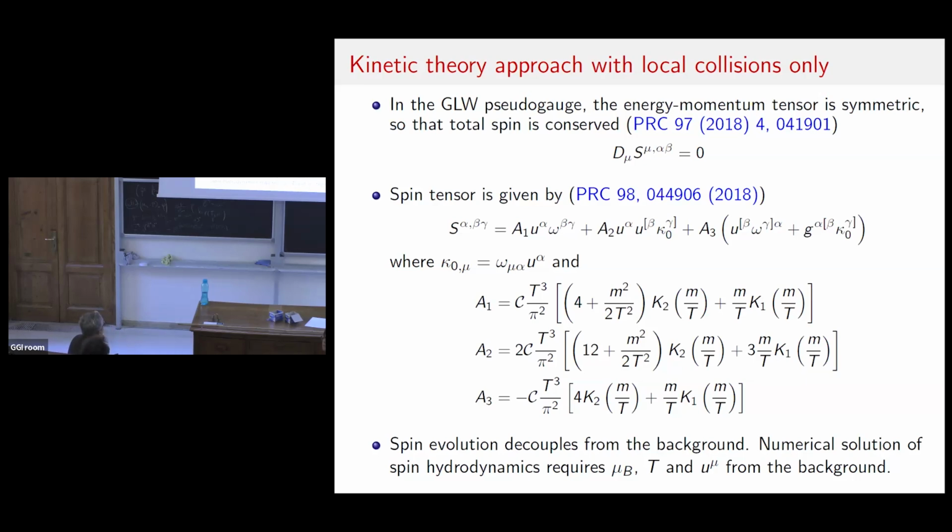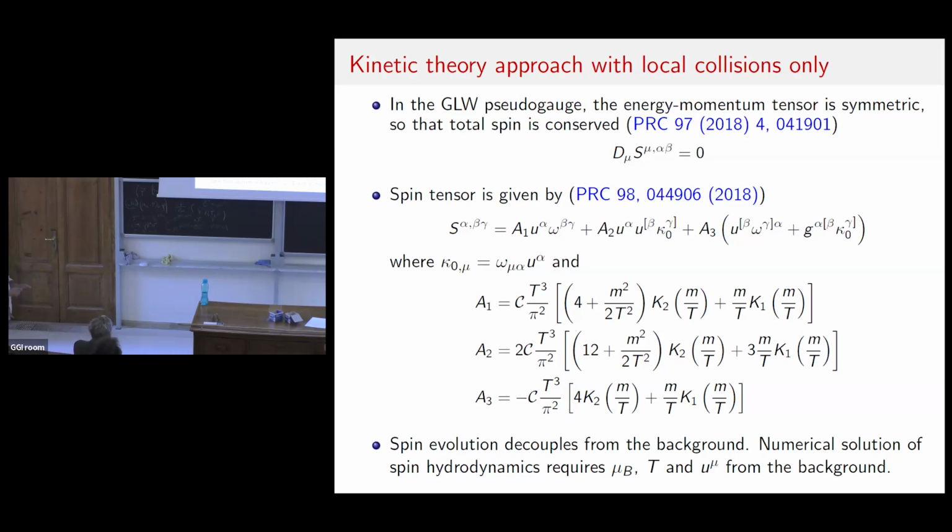So I'm going to show it towards the end here. Now again, in the kinetic approach there are two versions. The version proposed in this article, where they formulate the Boltzmann equation in an extended phase space with local collisions only. And then in this particular pseudo gauge, known as the GLW pseudo gauge, they obtain a symmetric energy momentum tensor, due to which the spin tensor satisfies a conservation equation, meaning that total spin is conserved.